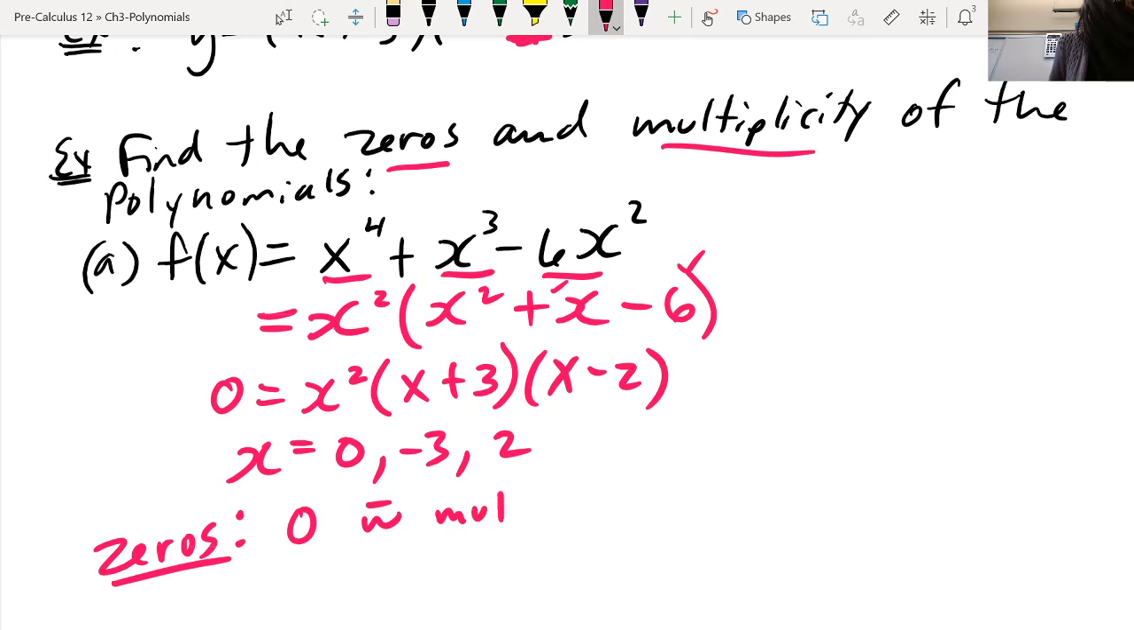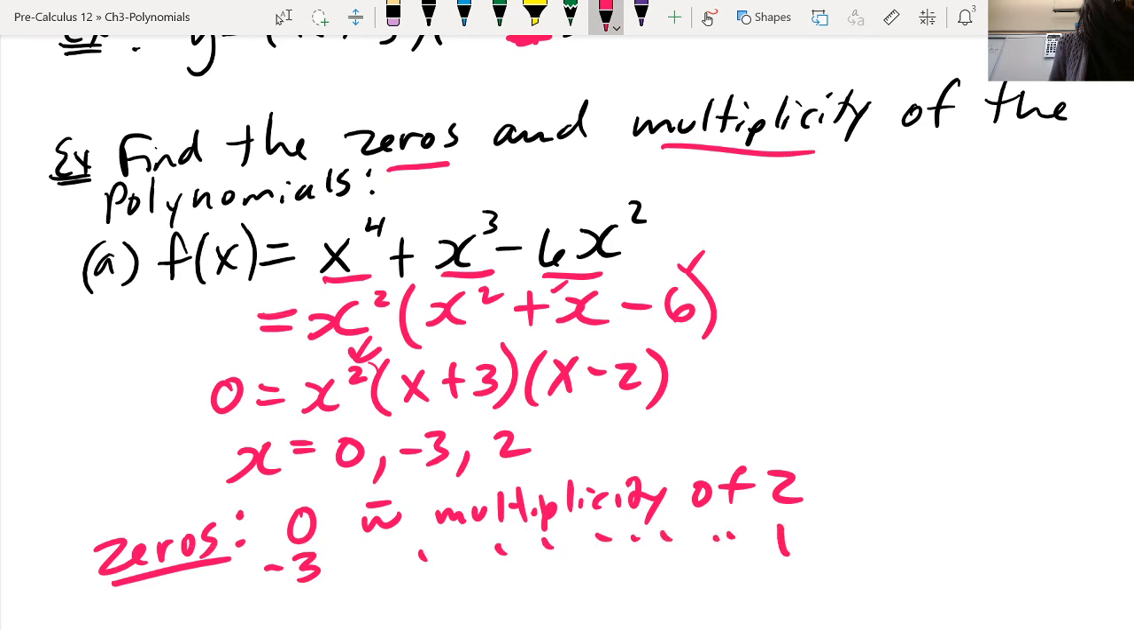So to give my answer properly, I'm going to say my zeros are at 0 with a multiplicity of 2 because it was x squared here. Because of this x squared, I know it has a multiplicity of 2. My other zero would be at negative 3 with a multiplicity of 1.